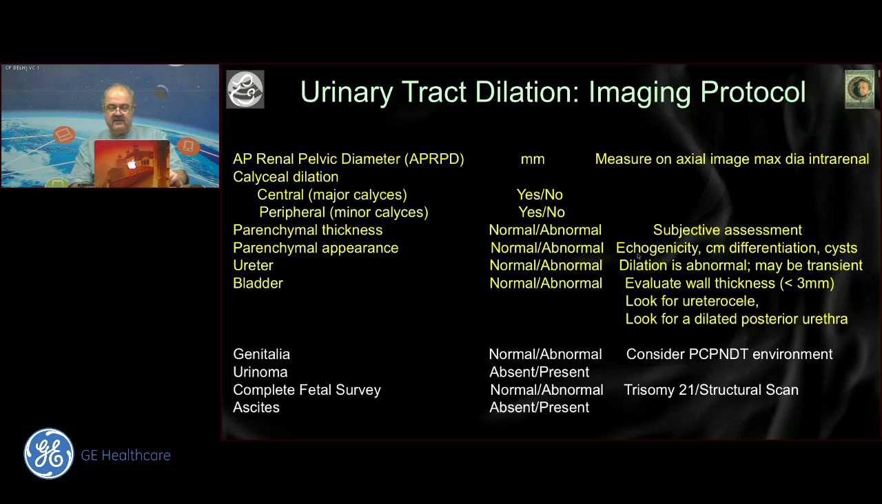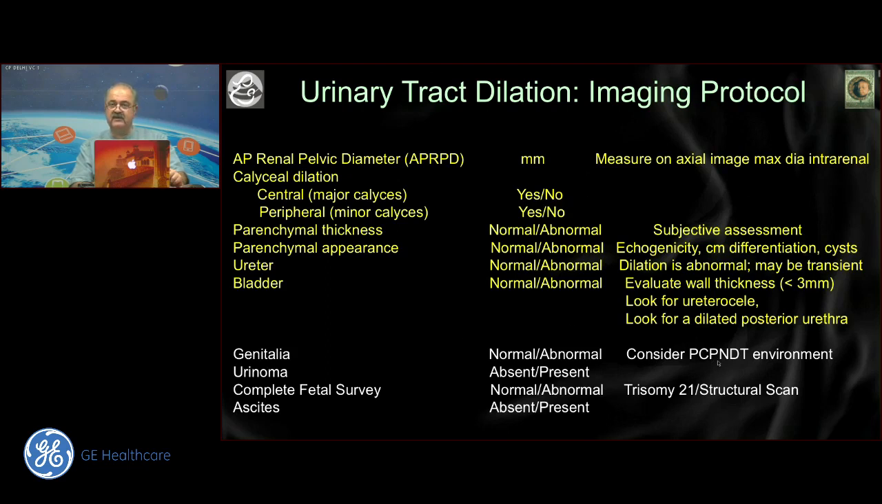Remember that the dilatation of the ureter is always abnormal but may be transient, so you wait for it to go away. Remember that when you look at the bladder, you will look for a ureterocele. You will also look for a dilated posterior urethra, and you will evaluate wall thickness. The cutoff is not 1 millimeter, the cutoff is less than 3 millimeters. So 1 and 2 and 2.9 are normal.